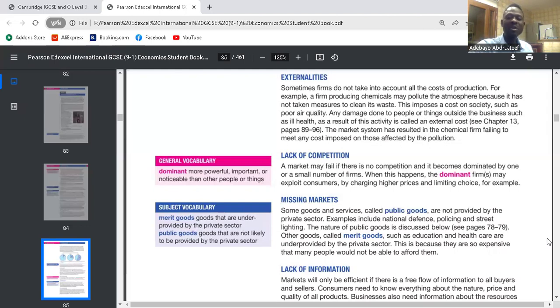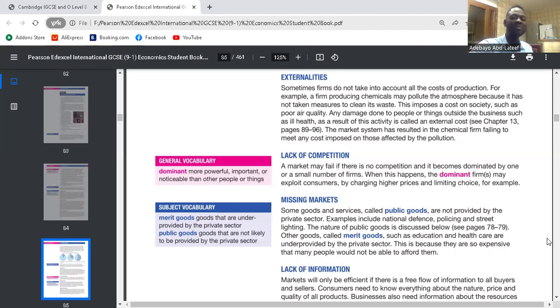It says some goods and services called public goods are not provided by the private sector. Examples include national defense, policing, street lighting. The nature of these goods are discussed. That takes us to the merit goods there. Education and healthcare are under provided by the private sector. This is because they are so expensive that many people would not be able to afford them.